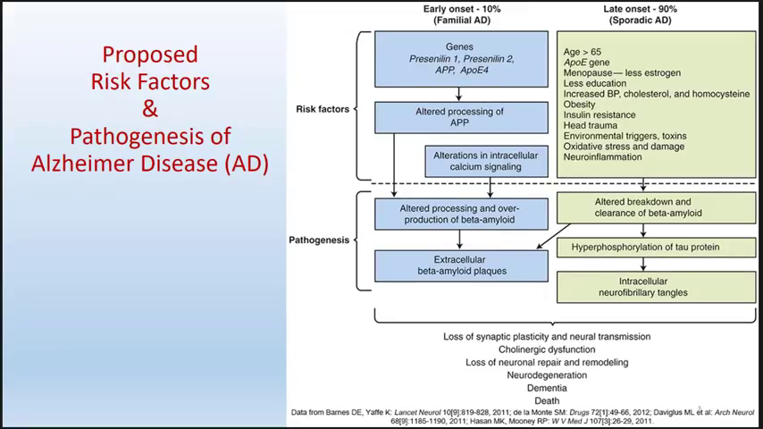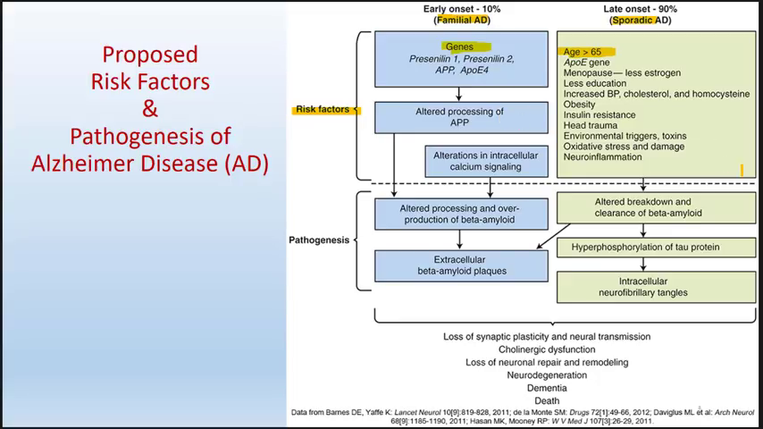So let's look at the proposed risk factors and pathogenesis of Alzheimer's disease. There are two types of Alzheimer's disease. Familial, or early onset, and this is only about 10%. Sporadic Alzheimer's disease, or late onset, makes up the majority of Alzheimer's diseases. Now here you can see the different risk factors, and remember these are risk factors and not causes. There is a difference, but the biggest risk factor overall when we're looking at Alzheimer's altogether are genes and age. So family history as well.